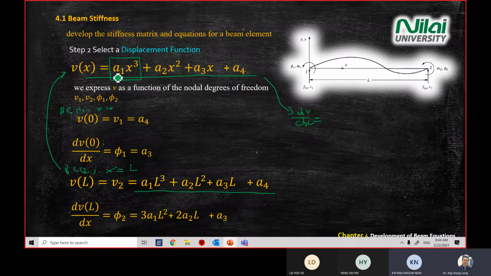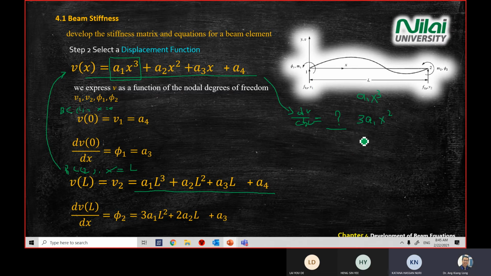Which term? dv dx? I highlight this one. You differentiate. Oh, differentiate a1 with respect to x. Yes. What do you get? You get 2a1x. Sorry, 3a1 x power 2.